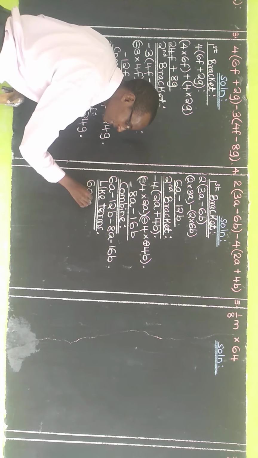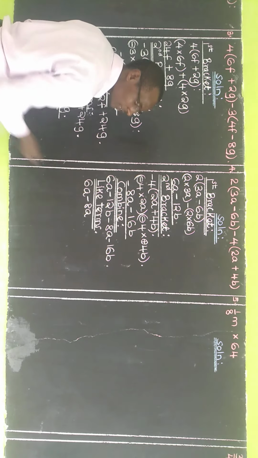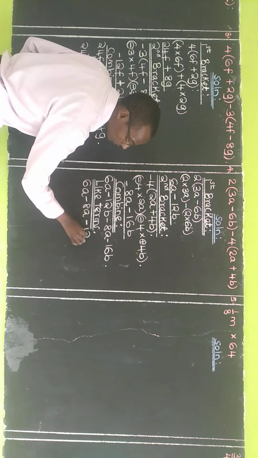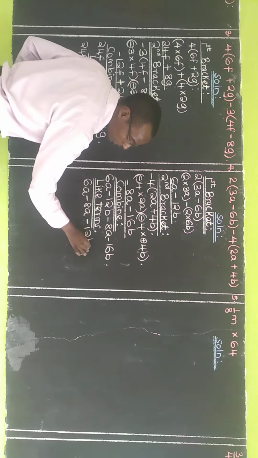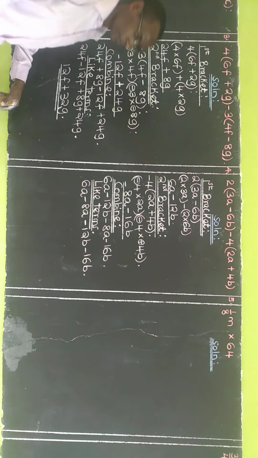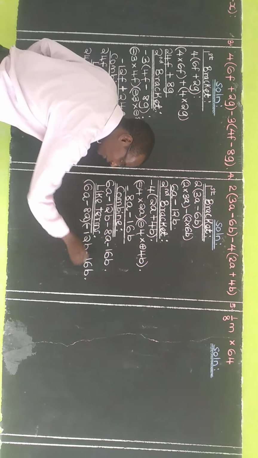Like terms, we have 6a, this one. Then another a is negative 8a. Then for b, we have negative 12b, followed by negative 16b. So I will deal with this one first, and then I will go on and deal with that one.